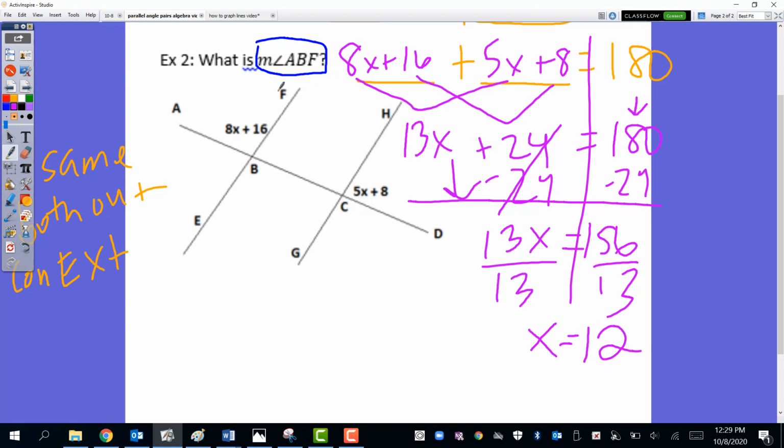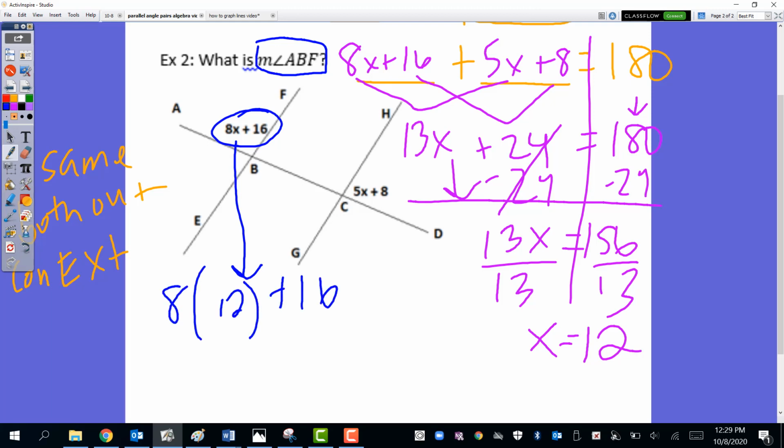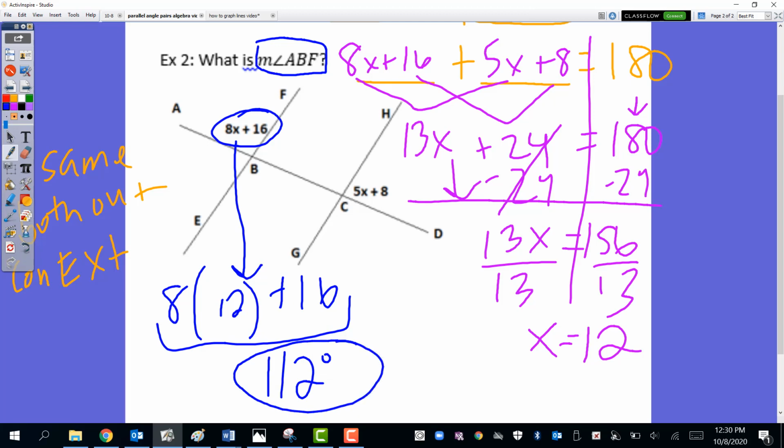That's what we talked about at the beginning. So where is ABF? ABF is this angle right here. So I'm going to circle that. That's what I'm supposed to plug it into. So here we go. I'm going to do it down here. I got 8 times 12 plus 16. I get 112 degrees because it's an angle. And that is my final answer.